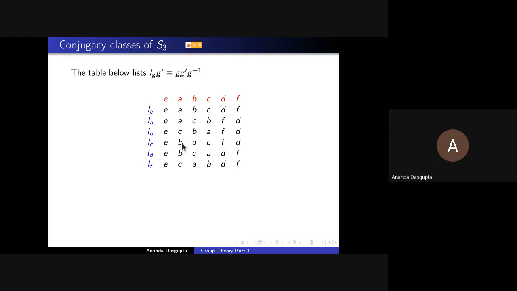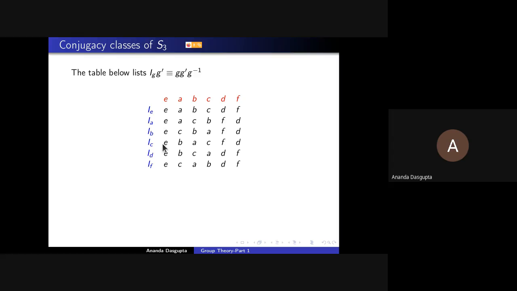Just to illustrate, let's take this element. This is actually IC acting on A. So that means C A C inverse. Now what is C inverse? C inverse is whatever undoes a reflection along the median C, that's actually C itself. Remember, any reflection, if you do it twice, you are going to get back the identity. So C inverse is nothing but C. So if you just go back to the multiplication table or just draw your own triangle and check what happens if you do CAC, you will easily check that CAC comes out to B. So if you look down the column here, this is actually IE, IA, IB, etc. done on E. This column is the same thing done on A and so on.